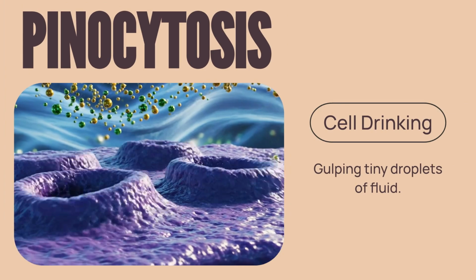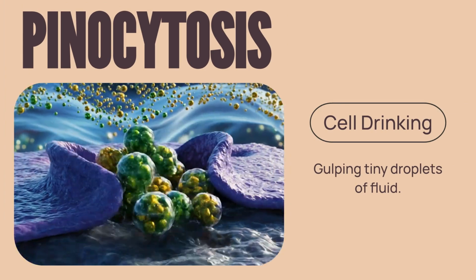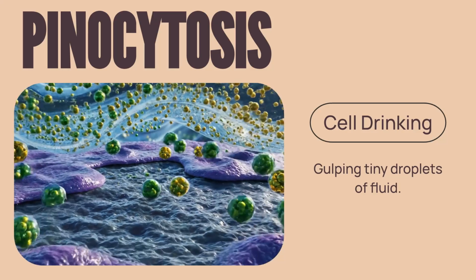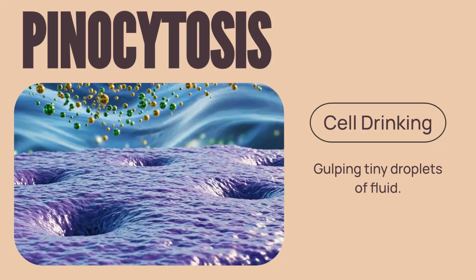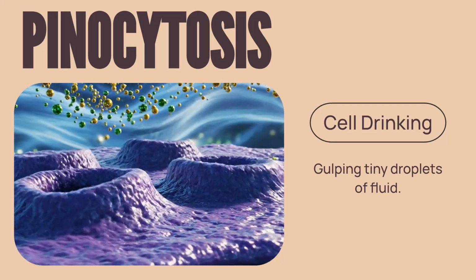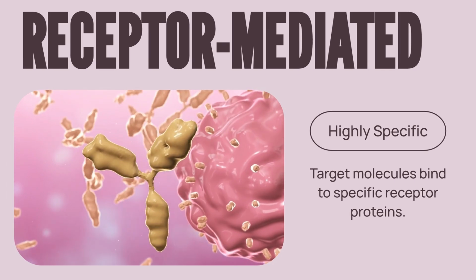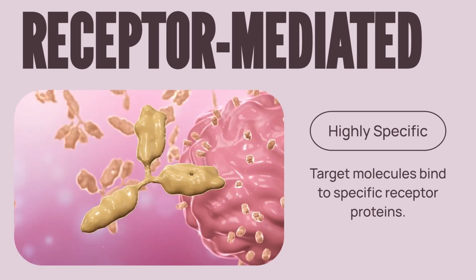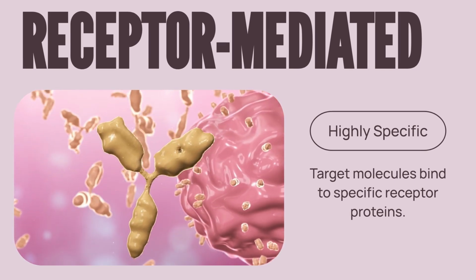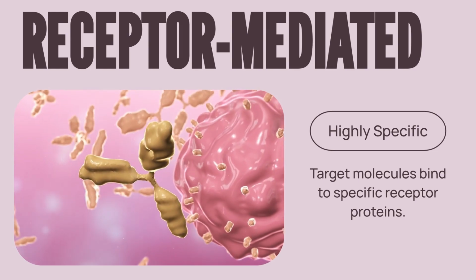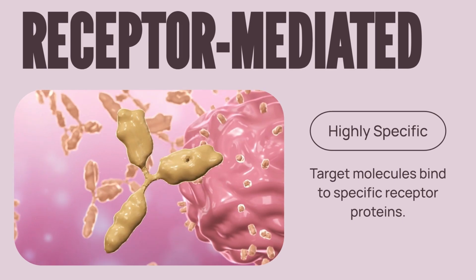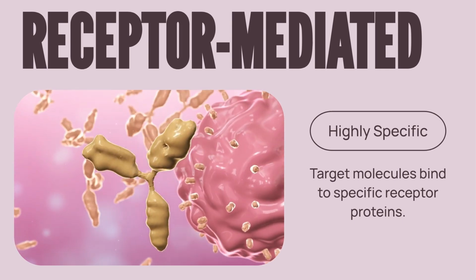Pinocytosis, or cell drinking, is another form. Here, the membrane folds inward to gulp tiny droplets of surrounding interstitial fluid and any dissolved solutes it contains. Finally, receptor-mediated endocytosis is highly specific. Target molecules must first bind to specific receptor proteins on the membrane, which then triggers the membrane to fold in, enclosing the receptors and their payload.